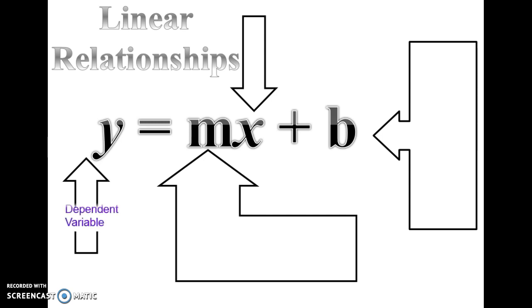Y refers to as the dependent variable, and it will always be the dependent variable. X is the independent variable.